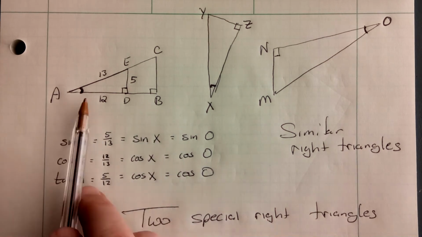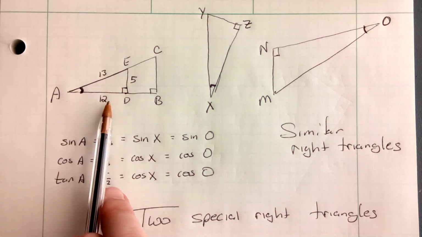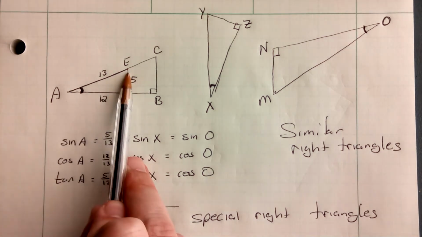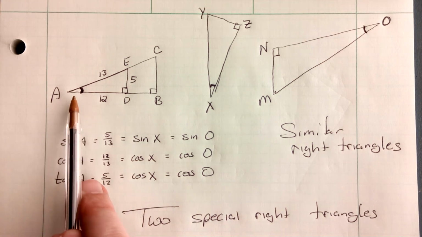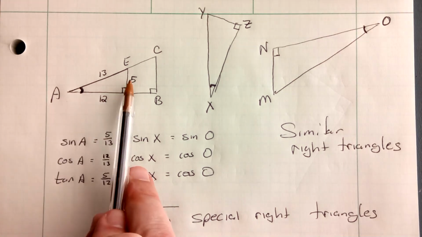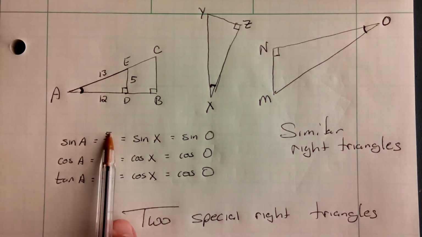Let's say that we have this right triangle right here that has a side length of 12, a side length of 5, and a side length of 13. We would be able to find our trig function. Sine, which is opposite over hypotenuse, the sine of angle A would be 5 over 13.